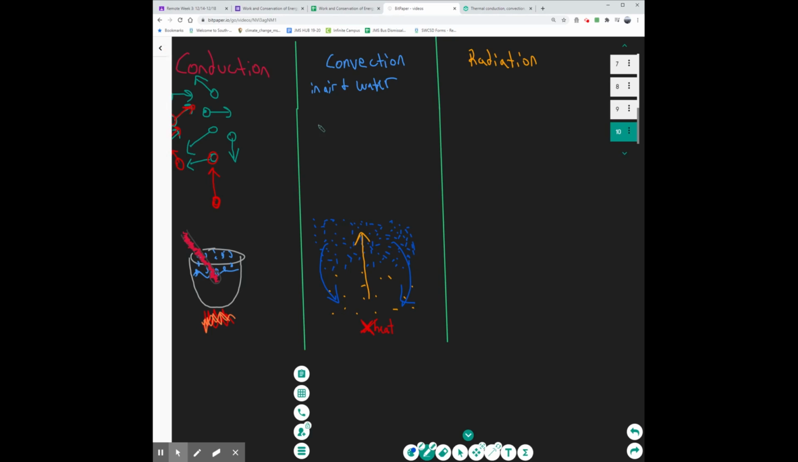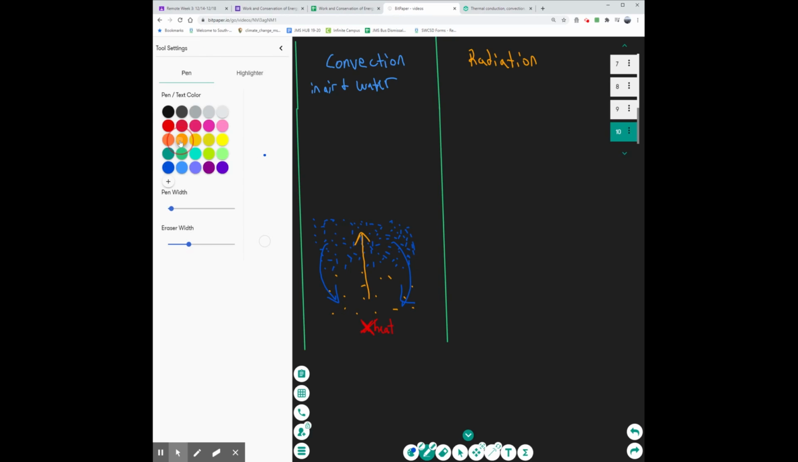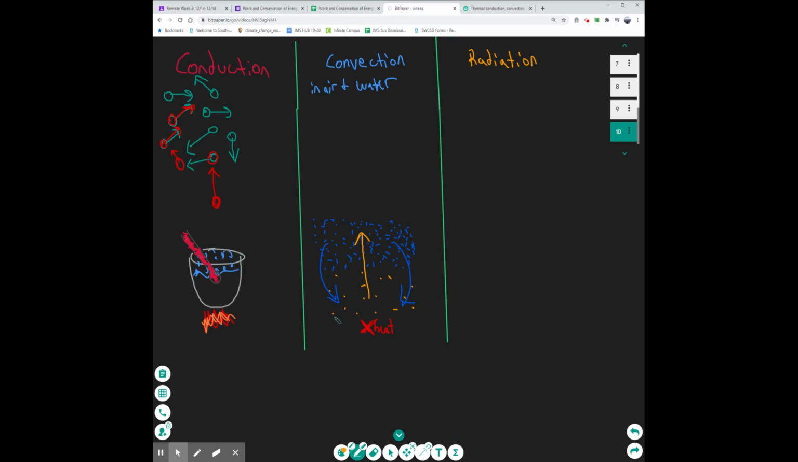If you heat something up, that heated up stuff is going to have more energy. As it gets more kinetic energy, the particles are going to move around more, right? So they need more space. So that means you're going to get less dense particles. And what happens to less dense particles is they rise, right?